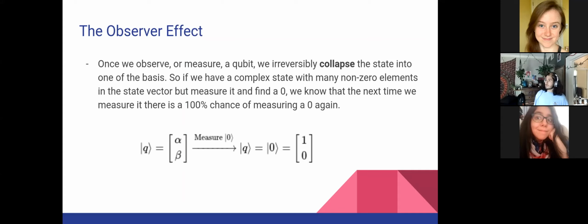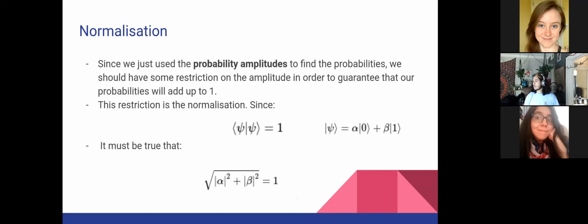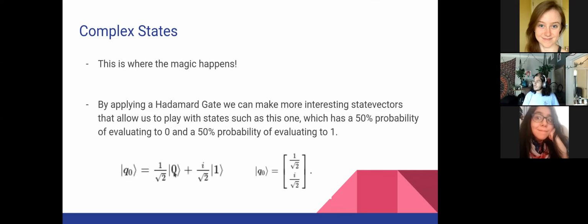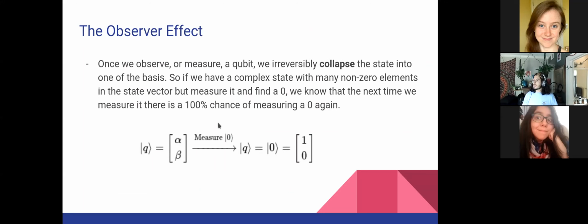So if we have a complex state with many non-zero elements in the state vector, it can look like, I don't know, this state, and after applying a Hadamard it can have just a 50% probability of being 1 and a 50% probability of being 0. But after we measure this Q0, it's going to immediately evaluate to one of those bases, and next time we measure it, there's a 100% chance of measuring the exact same thing we measured last time, right? Because we have lost the entirety of that information.